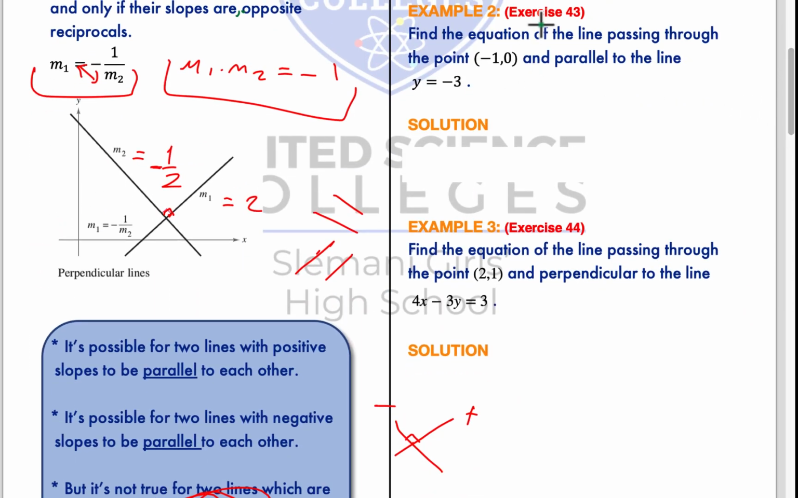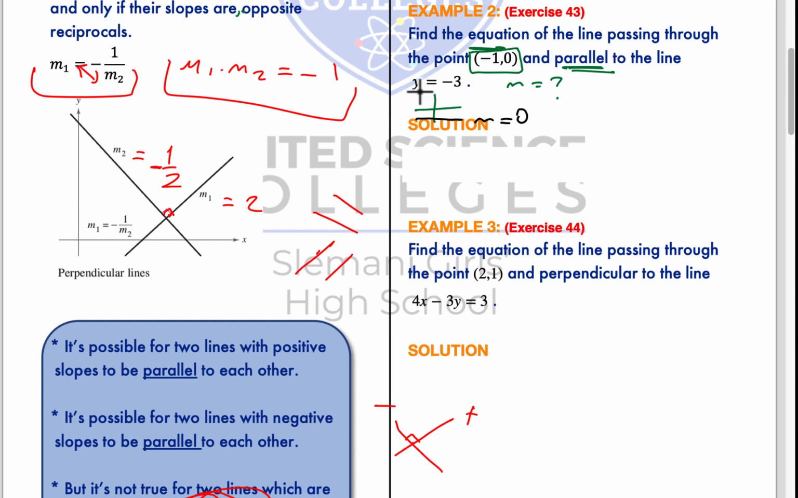Another question, another exercise question. Find the equation. Again, we need a point. The point is given. We need a slope. The slope is missing. But we know that our line is parallel to the given line. What is the given line? The given line is y equals -3. What is the slope of the given line? What kind of line is that? y equals something. Then it is a horizontal line. What is the slope of a horizontal line? It is 0.